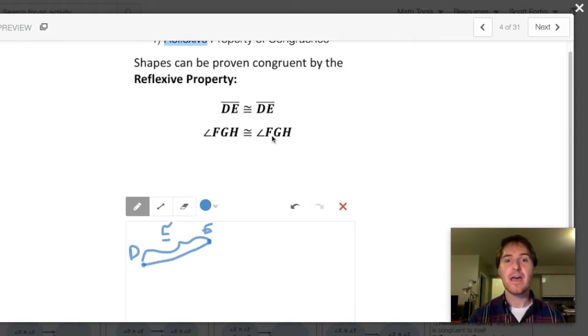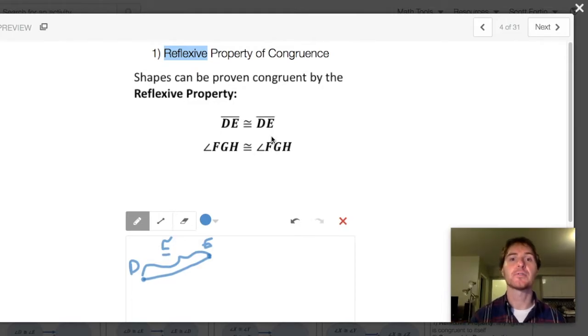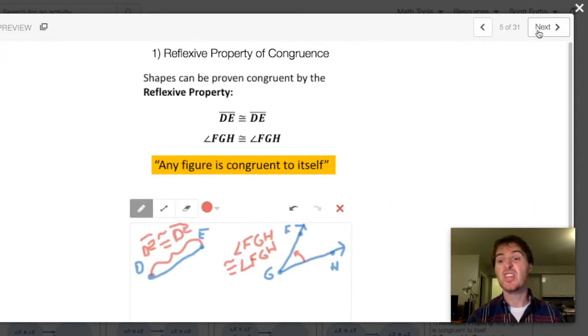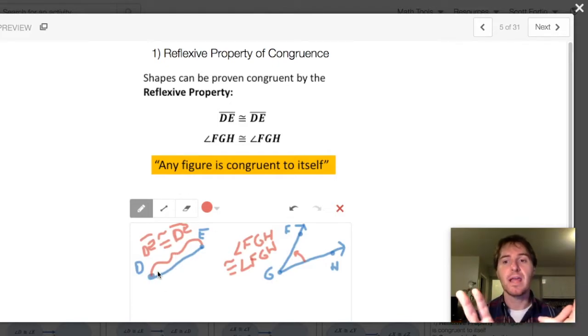And then finally, angle FGH is congruent to angle FGH, also a reflexive property of congruence. And this will become important because sometimes we need to show a certain number of angles are congruent, or a certain number of sides of a figure, of a triangle for instance, are congruent to other sides of a triangle. So sometimes you need to use this if they share features. So just to summarize, I've got it down here in diagrams. DE is congruent to DE because there's just one length. So we can say this thing is congruent to itself reflexively.